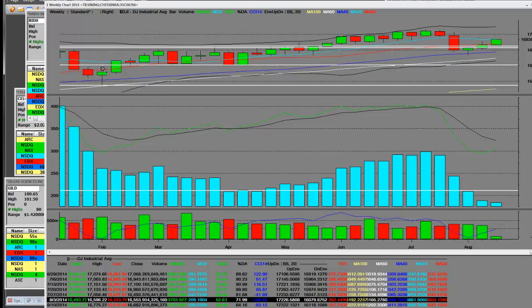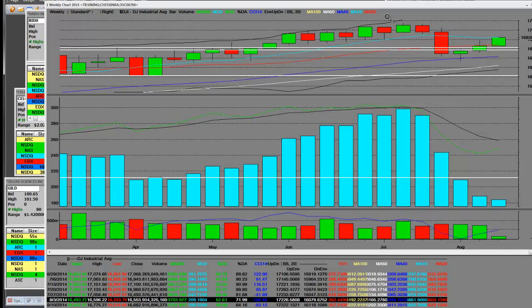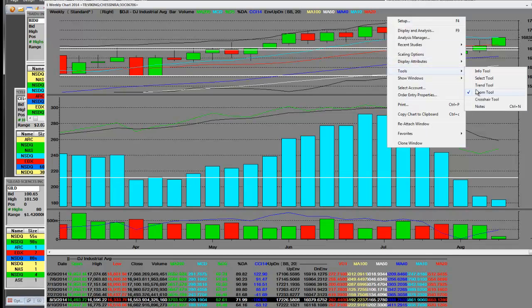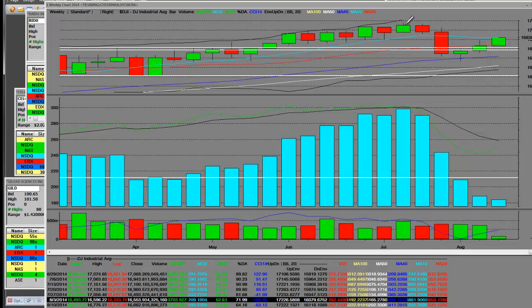Now, I'm going to start back over here where we made the bigger move in the top. The top is right here. This is where we had the reversal right here. It was right up here. And I'm just doing that. And we've had three weeks up.